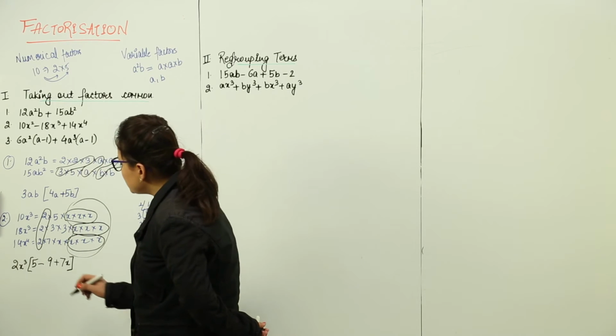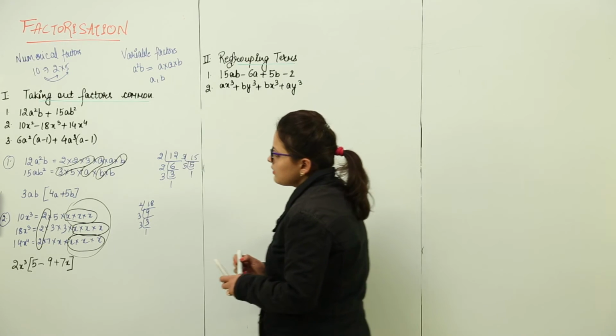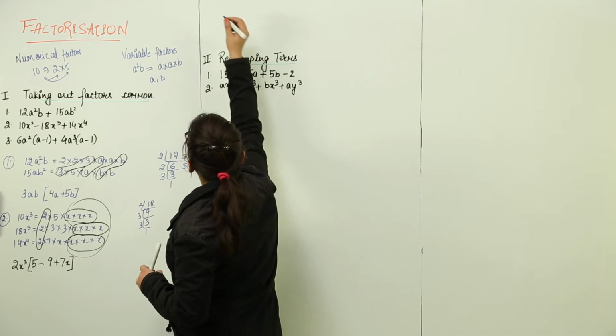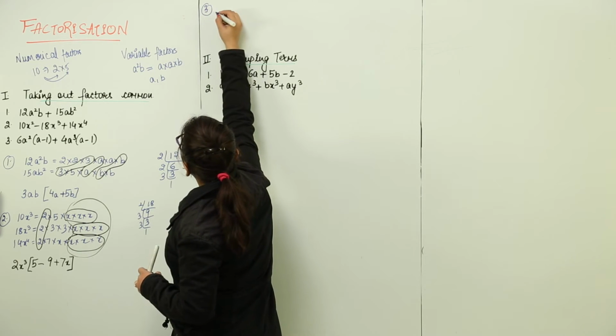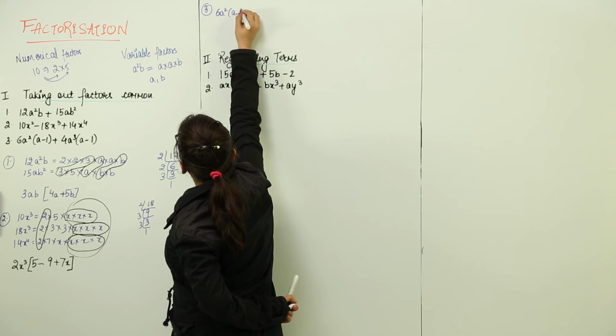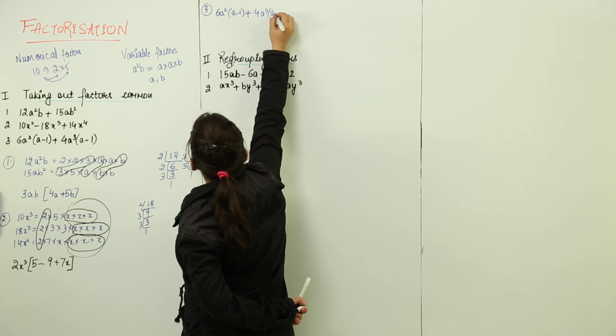Now we will be doing the third question. The third question is a bit different. Why? Because it has terms in the product form now. Now how is this to be done? The third question is 6a square (a minus 1) plus 4a cube (a minus 1).